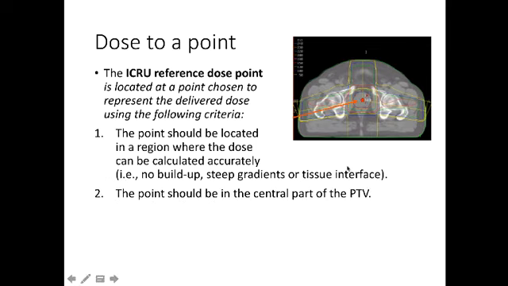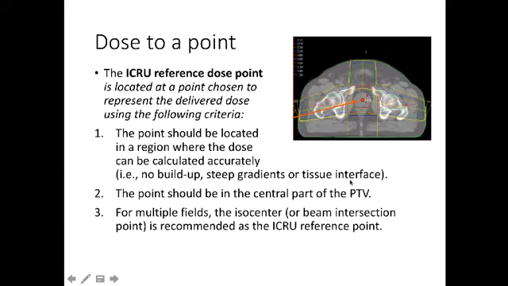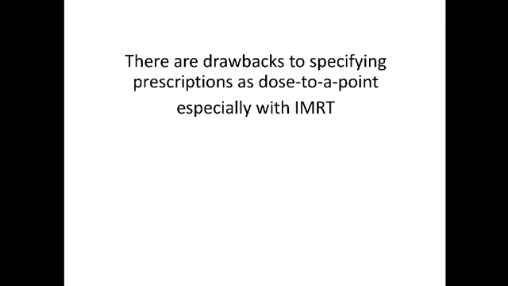Second, the point should be in the central part of the PTV, so where you're trying to treat, right here, right? And then the third point, final point, for multiple fields, the isocenter or beam intersection point, that's recommended as the ICRU reference point, unless there's some reason to do otherwise. Okay, so there are some drawbacks to specifying it this way, dose to a point, especially with IMRT, and I'm going to come back to this in a few minutes. So volumetric dose prescription is the way to go. This is what ICRU 83 is advocating. So I'm going to spend a few minutes then looking at how we do that. What are some of the metrics that we can use to specify a volumetric dose?